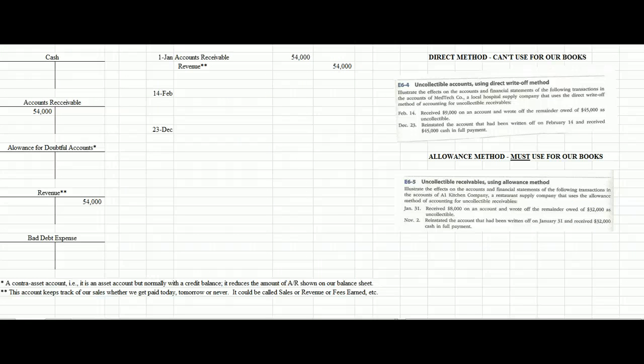Okay, so now let's talk about what happens when things go bad. In exercise 6-4, it doesn't tell us so, but obviously sometime in the past, these guys sent out an invoice for $54,000. Then on February 14th, they get a $9,000 check and a note from the customers saying that they aren't going to pay them any more money. So what's happening to cash? Cash is going up. Cash is an asset. Assets increase with debits. So we debit cash for $9,000.